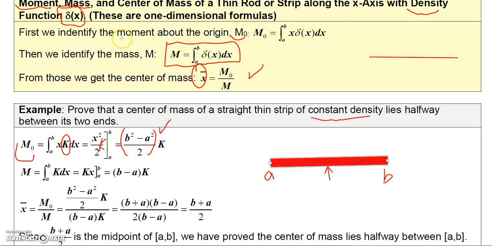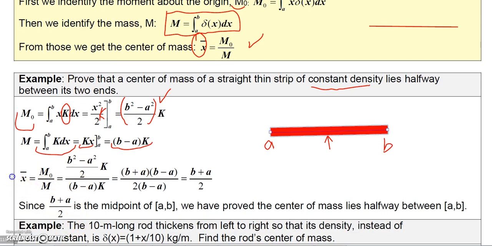Now we also have to identify the mass. So go to this formula up here and get the mass. You're simply integrating the density function from A to B. Since the density function is a constant, we would just get the constant times x from A to B. When we evaluate this at B, we get kB. When we evaluate at A, we get kA. So you have kB minus kA, and of course we can factor out the k and get k times b minus a.